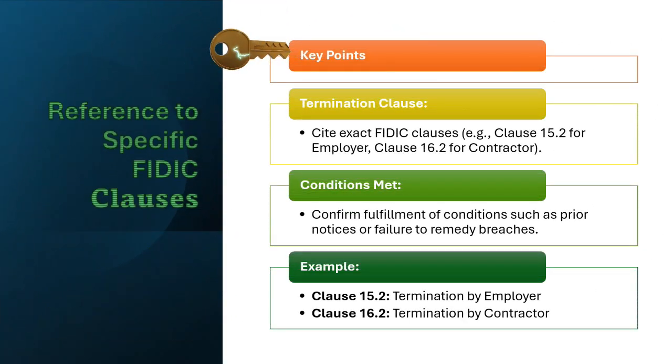Now, let's talk about referencing specific FIDIC clauses. This is where the legal magic happens. You need to cite the exact clauses from the FIDIC Conditions of Contract that justify the termination. For example, Clause 15.2 might allow the employer to terminate the contract, while Clause 16.2 gives the contractor similar rights. By referencing these clauses, you're grounding your termination in the contract's own rules, ensuring it stands up legally. It's like having the contract's own rulebook guiding your actions.